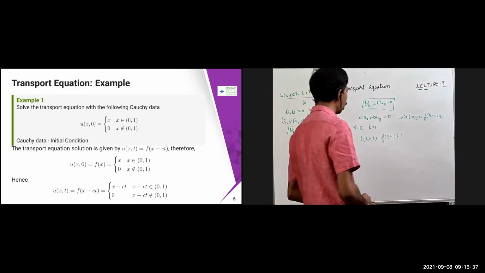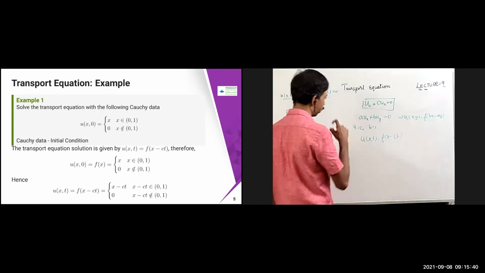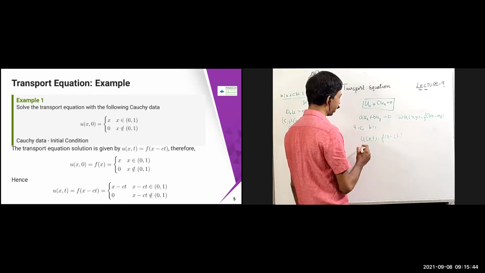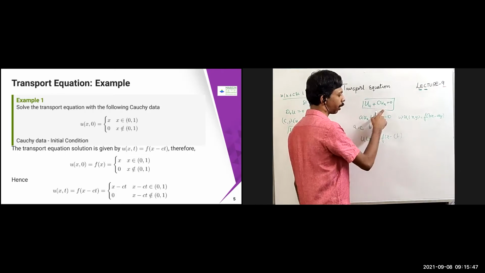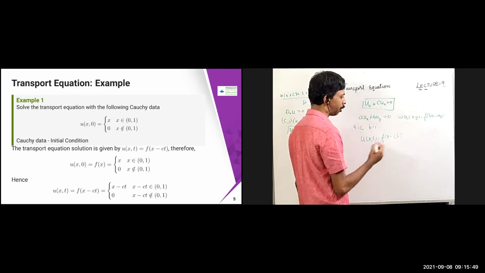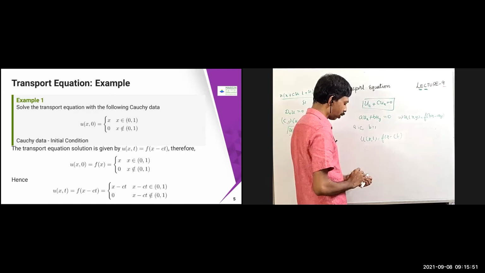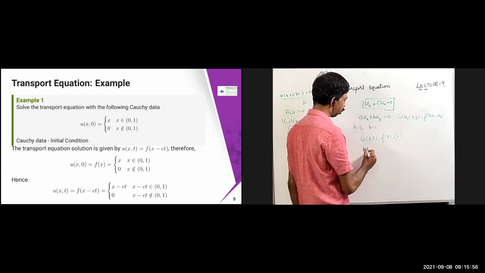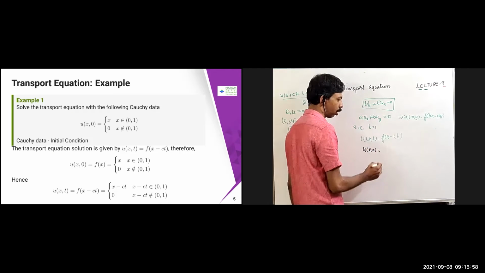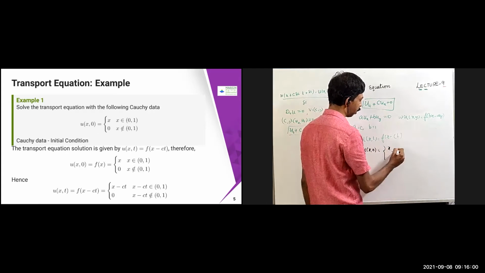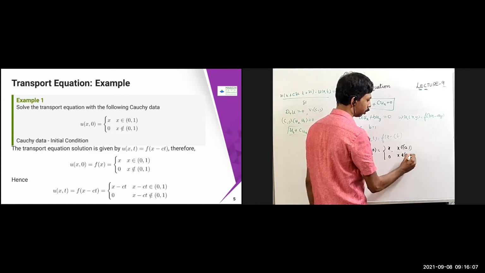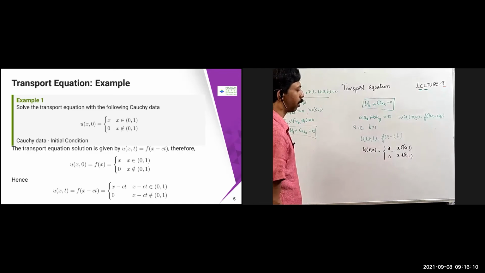Okay, so let us solve some simple problems with the boundary condition. For this problem, u_t plus c u_x equal to 0, with some Cauchy data or initial condition: u(x, 0) equal to x if x belongs to (0, 1), and 0 if x does not belong to (0, 1). So this is the initial condition.